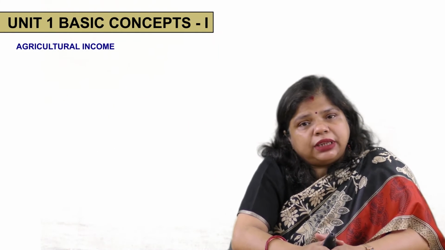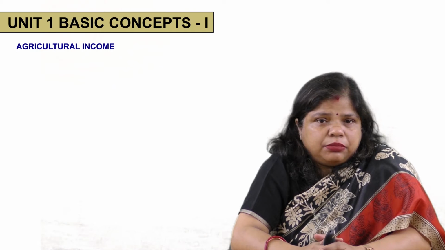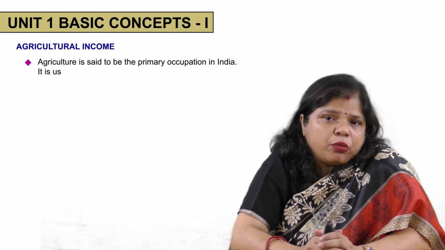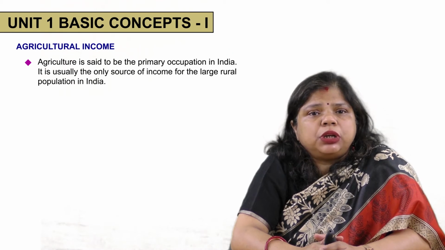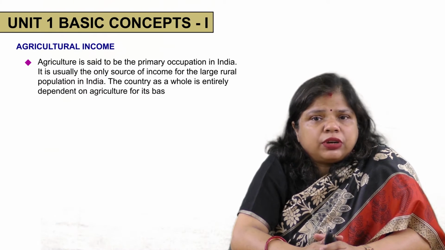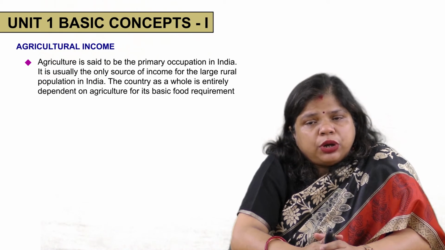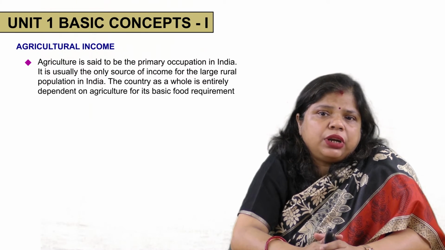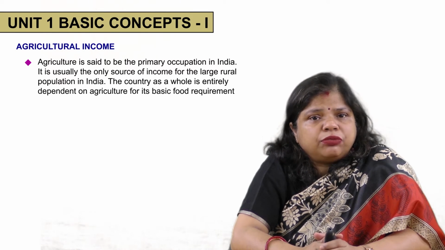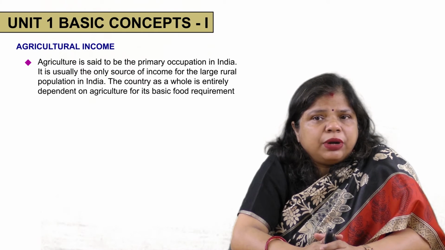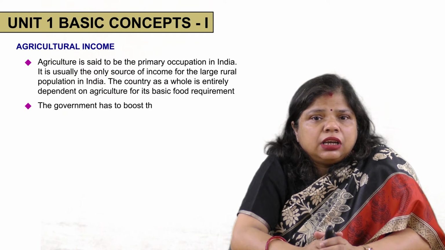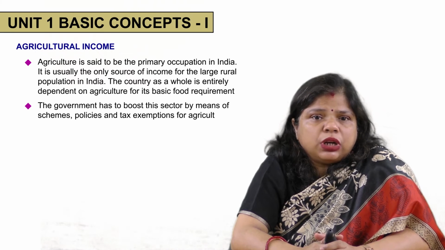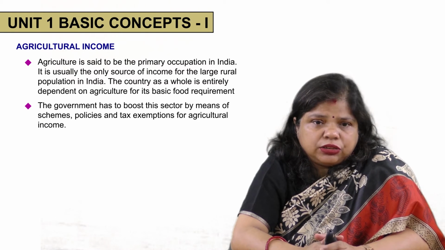Now, the next topic is agricultural income. Agriculture is said to be a primary occupation in India. It is usually the only source of income for the larger rural population in India. The country as a whole is entirely dependent on agriculture for its basic food requirement. The government has sought to boost this sector by means of schemes, policy and exemption for agricultural income.